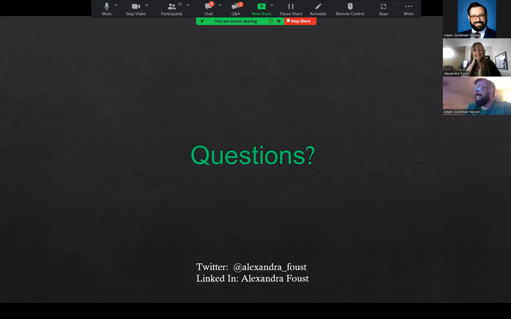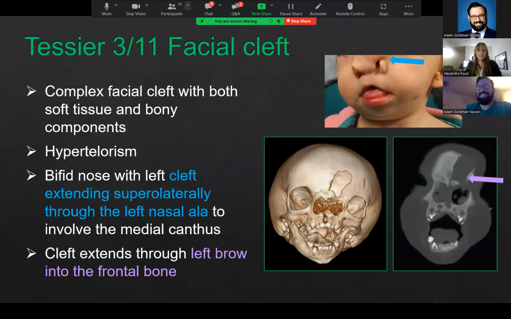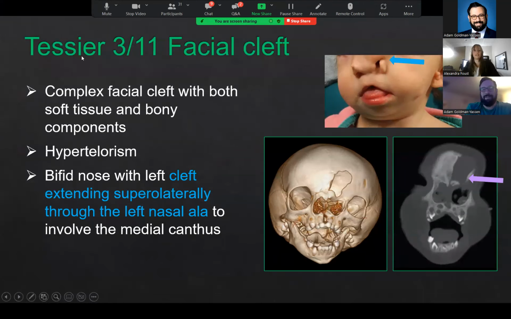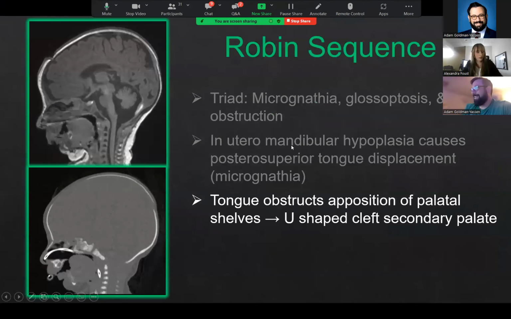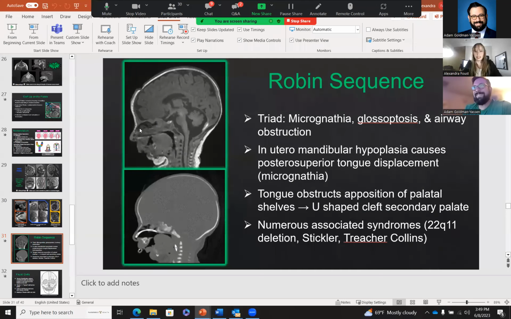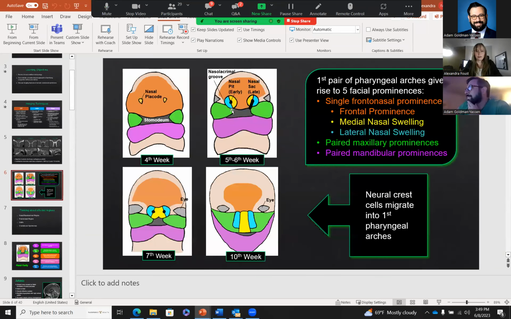I think so, yeah. Okay, another question. Can you re-explain the Pierre Robin or Robin sequence? Yeah, definitely. These are definitely complex. All right, so actually, you know what might be helpful? And then I promise I will re-explain it, but let's go back to the first slide here.